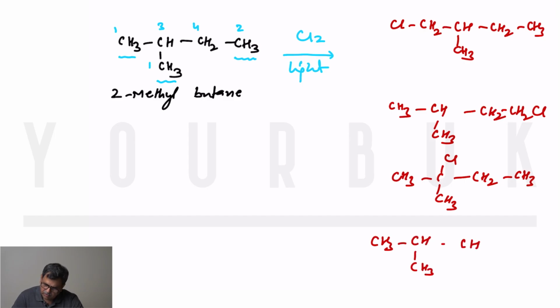So 4 products are formed because there were 4 different sets of hydrogens. And out of these 4 products, this is the major one, because you are replacing hydrogen of the 3 degree carbon atom. This is 3 degree. So the ease of replacement of hydrogen is 1 degree, 2 degree, 3 degree.